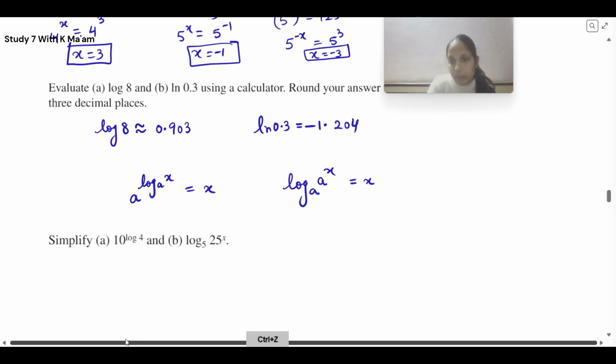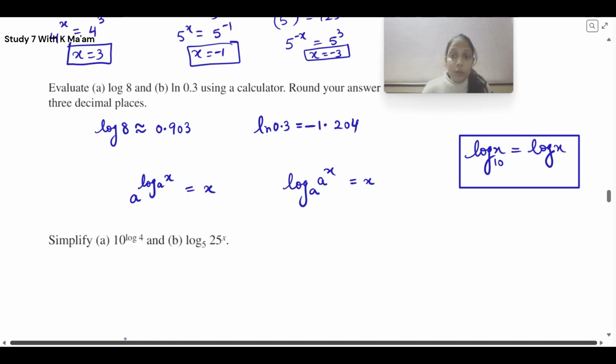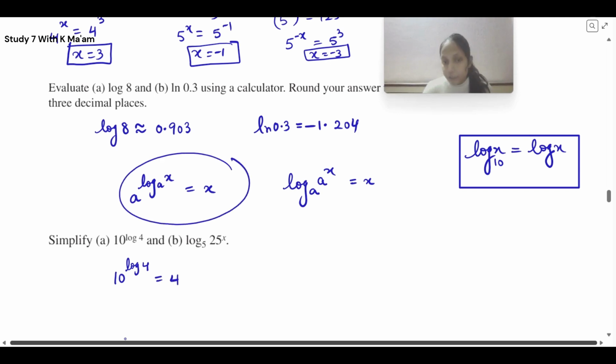Simple. Okay, see this: 10 power log 10. And one more thing. When you find there is just "log", it is automatically understood that the base is 10. Log base 10 is written in the form of log only. If I write this, it's the same thing; I can ignore the 10. If it is different from 10, you have to write it. So it's 10 power log base 10 of 4. According to this condition, the answer is 4.